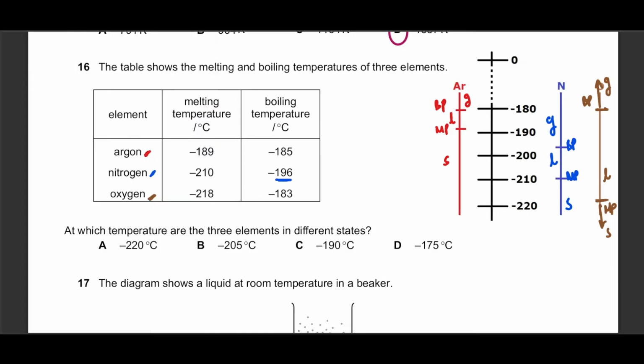The question he's asking us is, what is the temperature when the three elements have different states? What you can do is try to test all the 4 options and see where all of them are different. But in option C, at minus 190, let's see what happens. So at minus 190, if I go across the board like this, the only confusing bit is this 189, right? So at minus 190, argon would be a solid. Nitrogen, because it's crossing the gas boundary, would be a gas. And oxygen, because it's in this region, would be a liquid. So this is that temperature where all 3 would be in a different state.